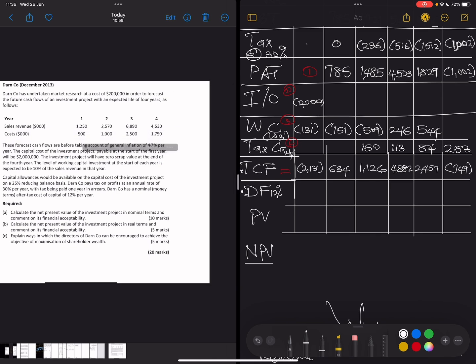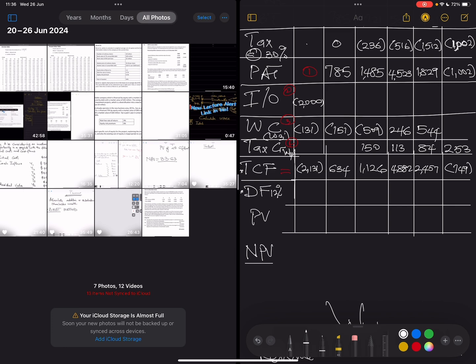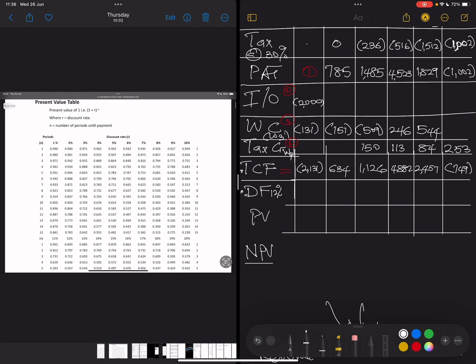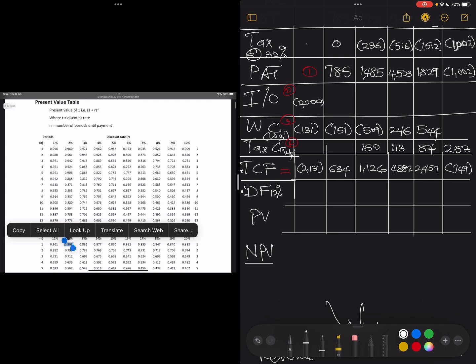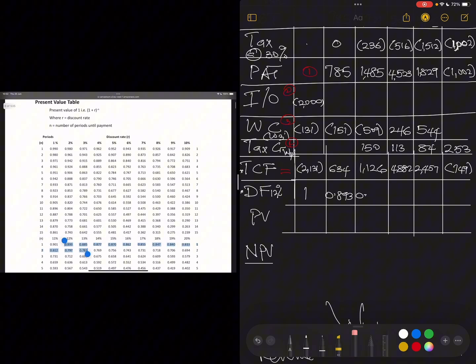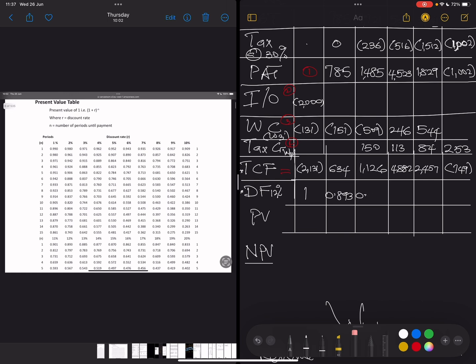And the discount factor at 12%. Let's go to our discount factor table, which is a present value table. At 12%, this is 12%. Year 1, 0.893. For year 0, the discount factor will always be 1. Please take note. 0.893 for year 1. 0.885 for year 2. No, sorry, 0.797. I made a mistake. I picked the wrong one. I should be picking this one. So this is year 2, 0.797. Then 0.712, then 0.636. And the last one is 0.567.